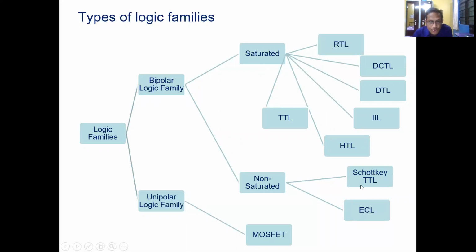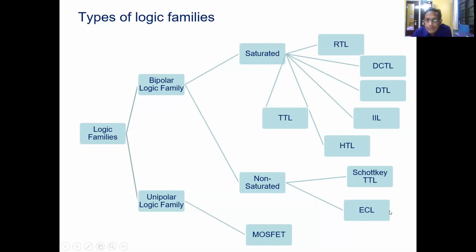What is the exact meaning of Schottky, and why is it required in a non-saturated logic family? So Schottky TTL is an example of a non-saturated logic family. This is faster as compared to saturated. If you compare the speed of TTL and Schottky TTL, Schottky TTL is faster than normal TTL, which I will call standard TTL. Because in standard TTL the transistor goes into saturation, while in this case the BJT never goes into saturation. For example, Schottky TTL, and this is called the ECL.